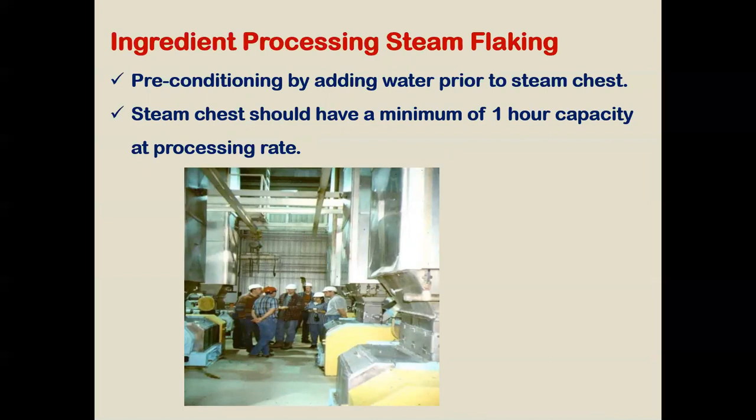So here you can see the steam flaking, how the ingredient processing takes place through steam flaking. Preconditioning is required by adding water prior to the steam chest, and the steam chest should have a minimum of 1 hour capacity at processing rate.